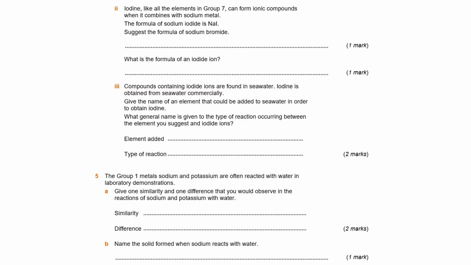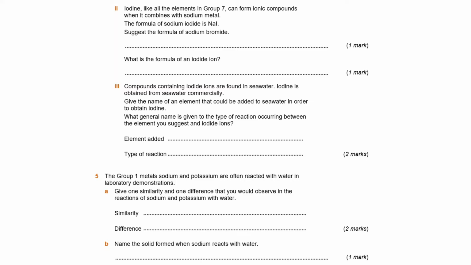Part 3. Compounds containing iodide ions are found in seawater. Iodine is obtained from seawater commercially. There is a lot of salt in seawater, and it's mainly sodium chloride. Give the name of an element that could be added to seawater in order to obtain the iodine. What general name is given to that type of reaction occurring between the elements you suggest and iodine ions? Elements added, type of reaction.